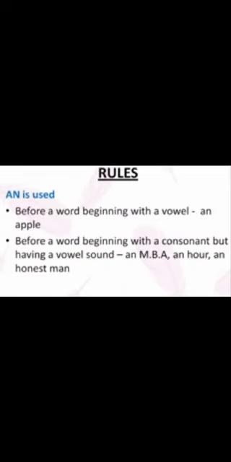So, the rule when to use an. Okay. An is used before a word beginning with a vowel. An apple. Even an is used before a word beginning with a consonant but having the sound of a vowel. Example, an ambitious, an hour, an honest man. So see here, in an hour we pronounce the word as 'our', not with h. H will become silent. Even in the second word, an honest man. Okay. Understood, children? The way to use an.